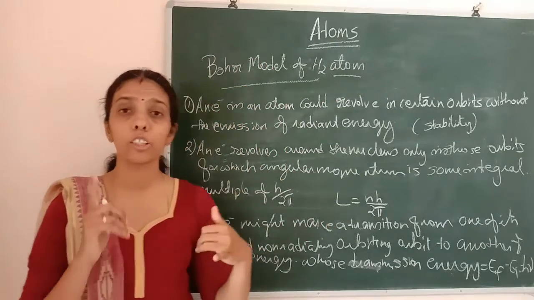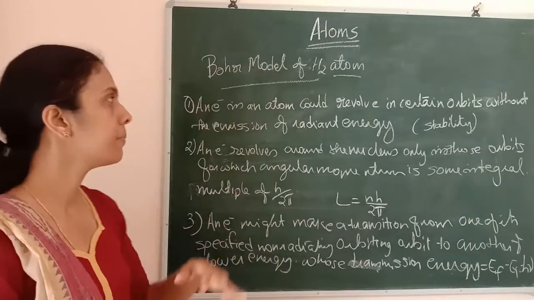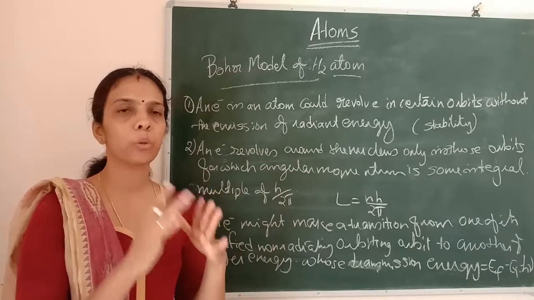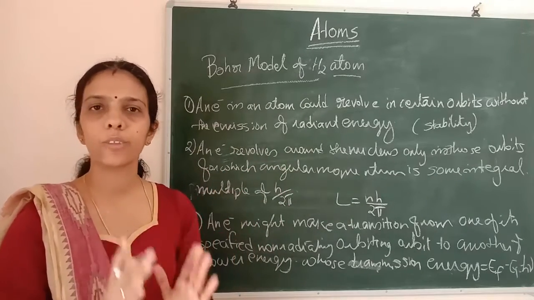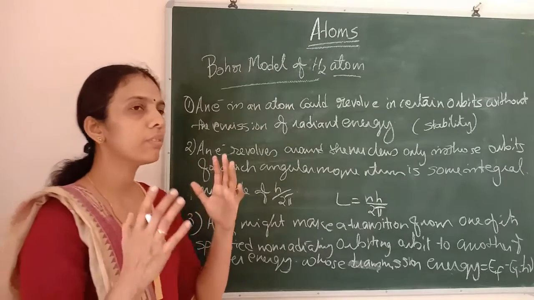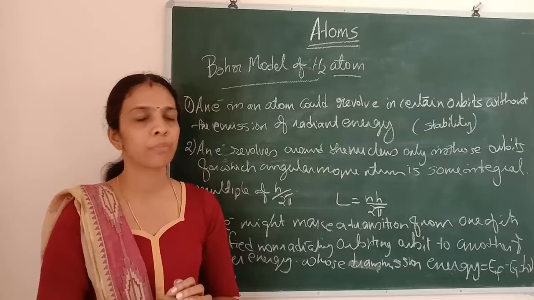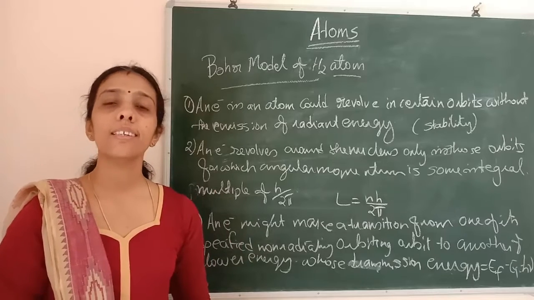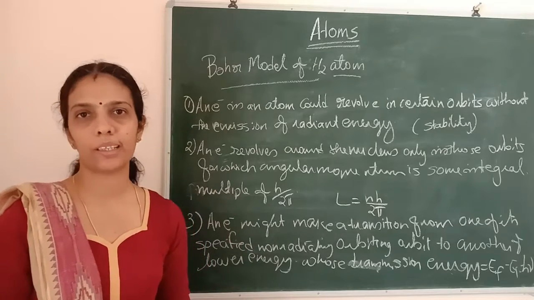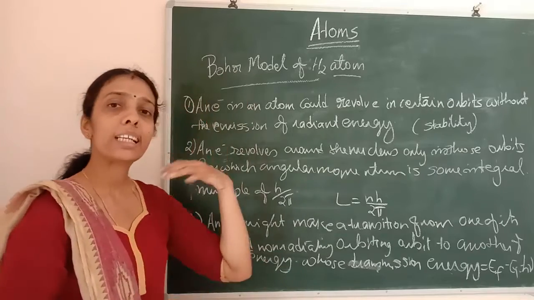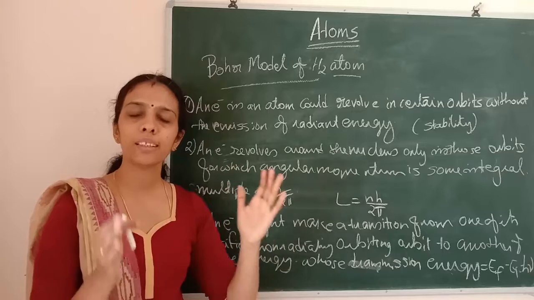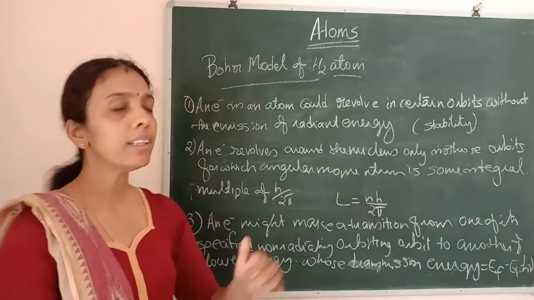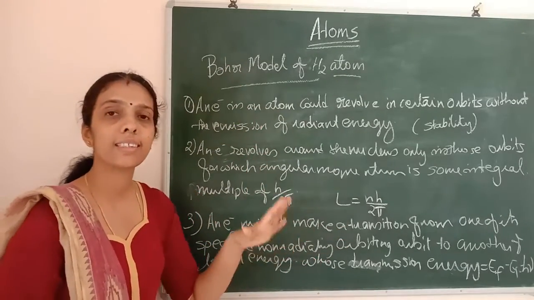I told you what the flaws in Rutherford's atom model are, isn't it? Now, how can we recover from those flaws? Because Bohr understood that whatever Rutherford said was correct. So how can we give a proper explanation for that? If we use classical electromagnetic theory, we can't explain Rutherford's model properly. So Niels Bohr clubbed the classical model, electromagnetic theory, and quantum mechanics together, and he stated some postulates.